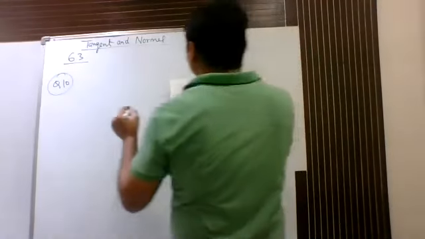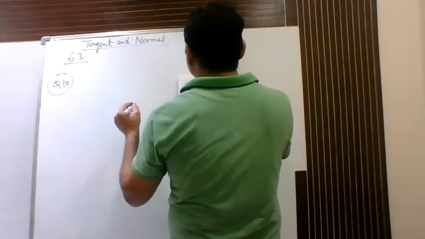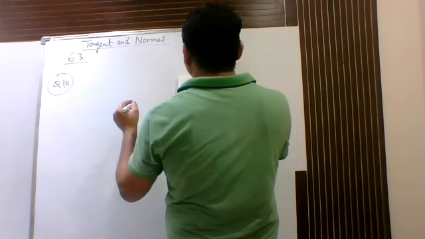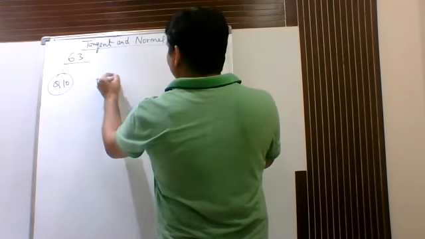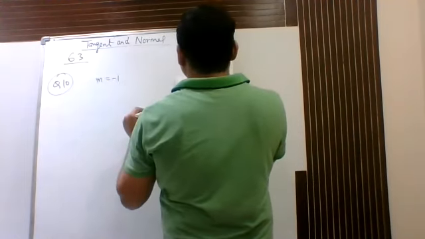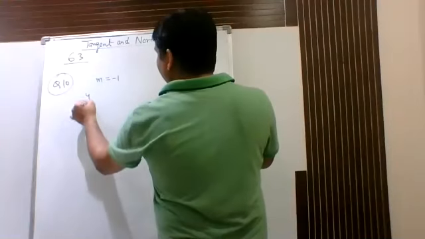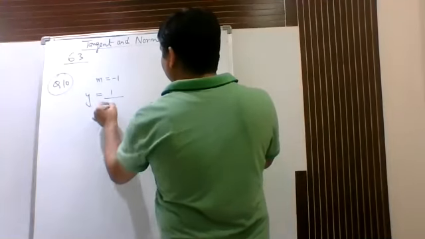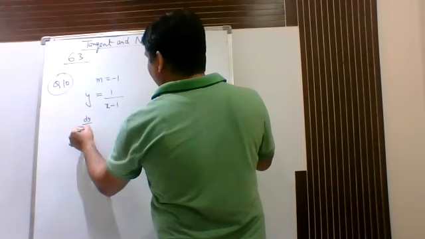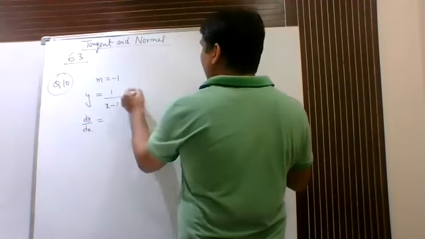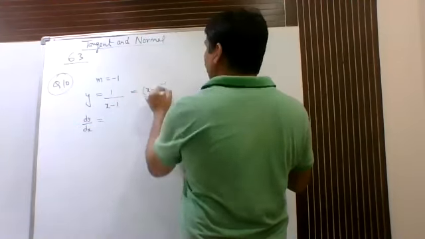In the 10th question, it is written: find the equation of all the lines having slope -1 and tangent to this curve. So the slope is given as -1, and this curve is given. First of all, let us find the derivative. You know how to find the derivative of this function.